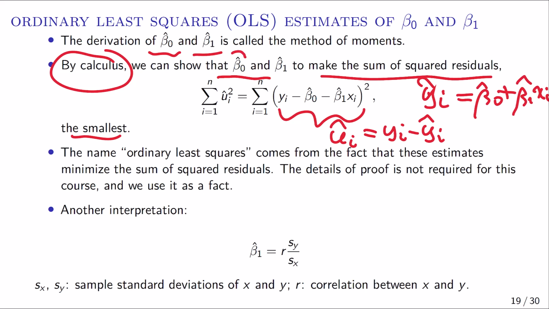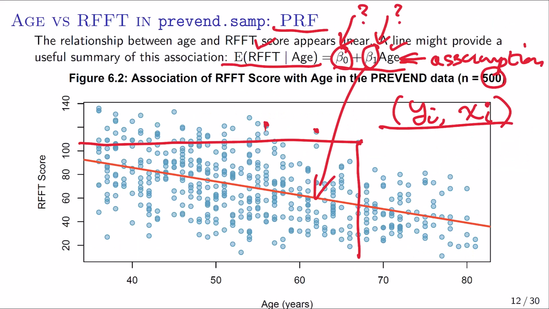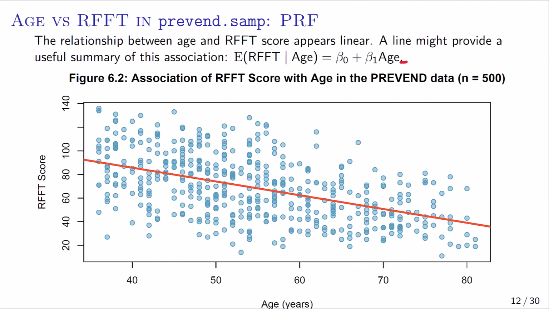A nice property of this one, if we got this beta 1 hat and beta naught hat, then these two are gonna make this sum of the squared residuals the smallest. What does this mean? Back to this example. See here, we could understand it, yes, we are gonna assume a model for this problem, right? The relationship between RF of t and age. There is a model. That's exactly the original 6.1 equation.